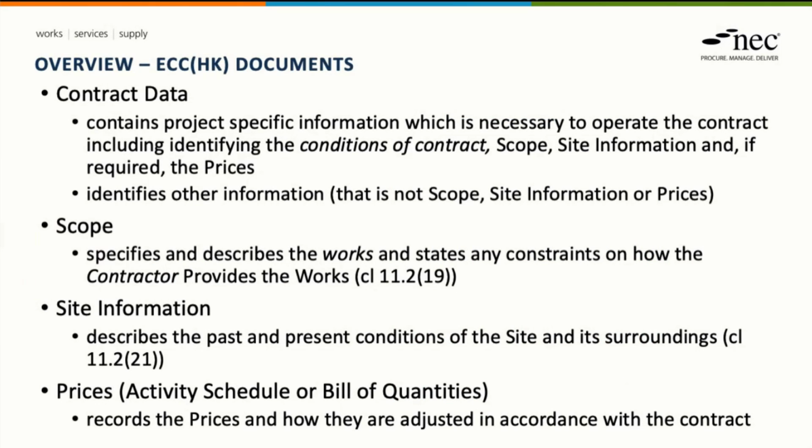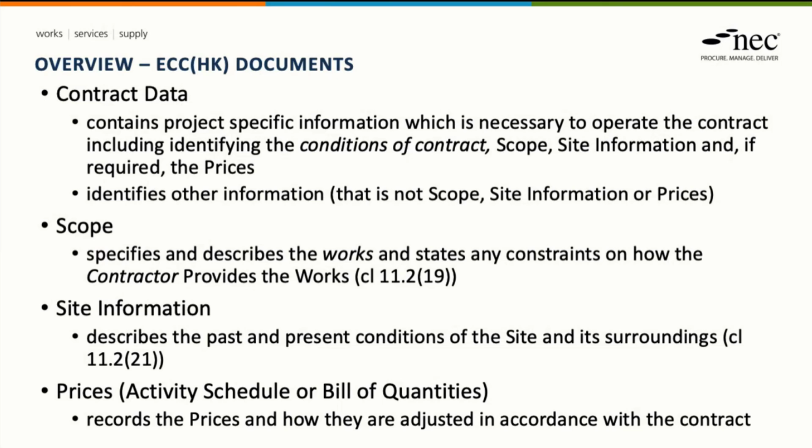The function of the different parts of the contract remain the same as the NEC4 ECC. So the purpose of contract data is to record project-specific information and to identify the other parts of our contract. The scope document specifies and describes the works and states any constraints on how the contractor is to provide the works. So this would include technical specifications and drawings, logistical constraints and other similar information.